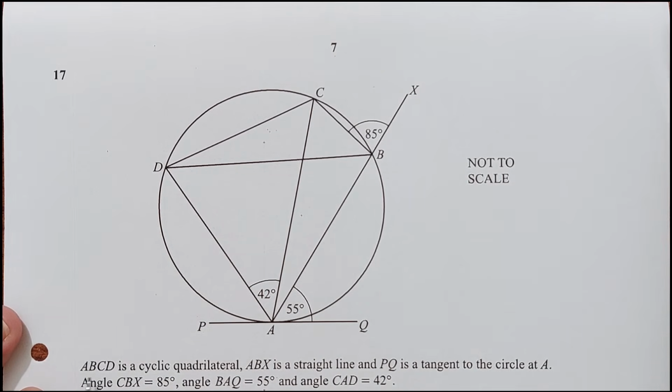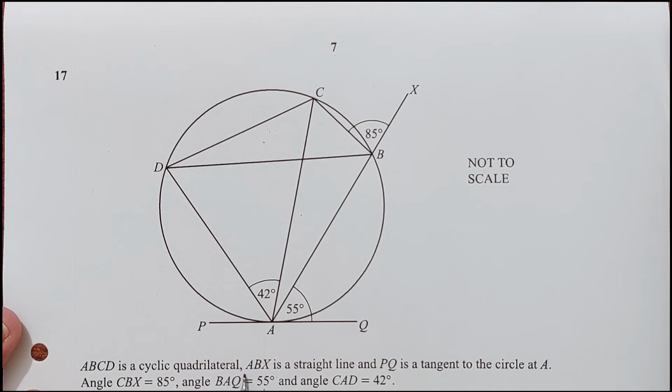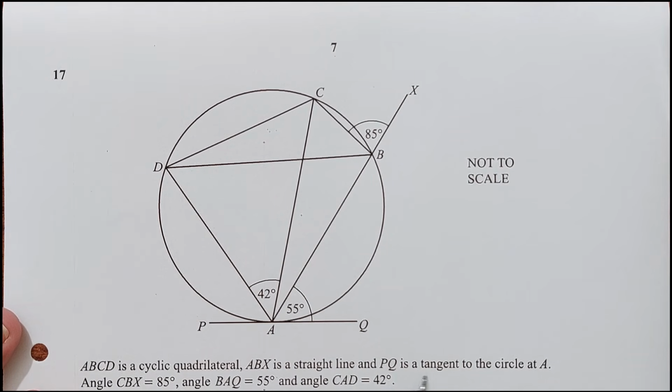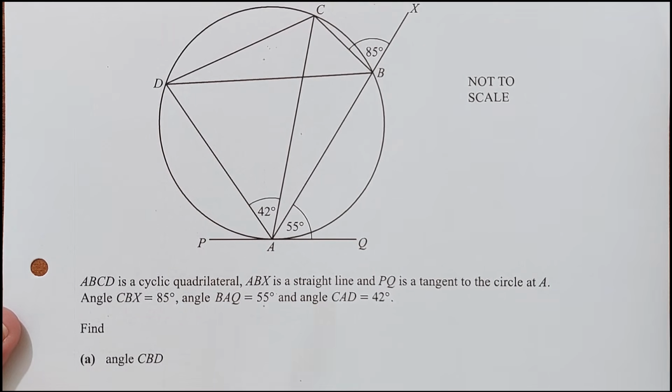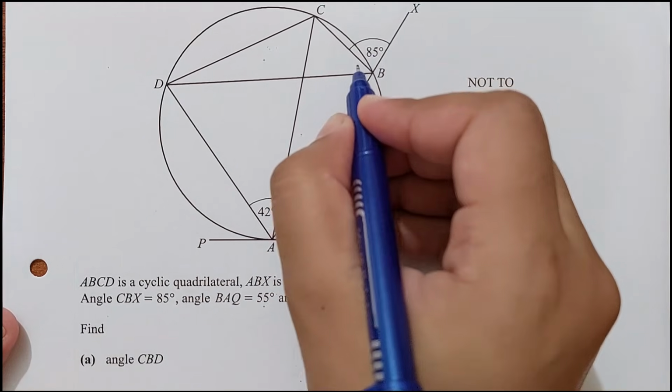Question number 17. ABCD is a cyclic quadrilateral, right? ABX is a straight line and PQ is a tangent to the circle at A, right? Angle CBX is 85, angle BAQ is 55, and angle CAD is 42, right? Find part A, angle CBD. Okay, CBD, this angle we have to calculate.